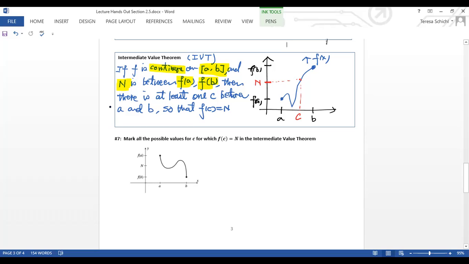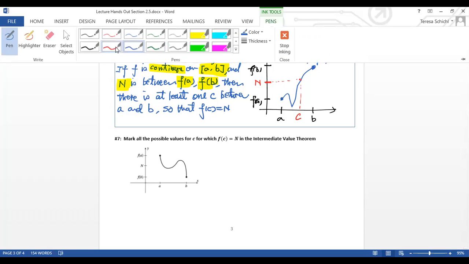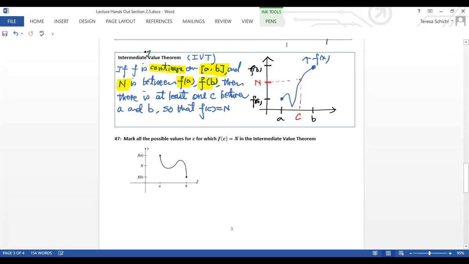Now let's take a look at why this is important. The Intermediate Value Theorem is very useful to help us find roots. You will see some examples of how we do that, so let's get familiar with this theorem.